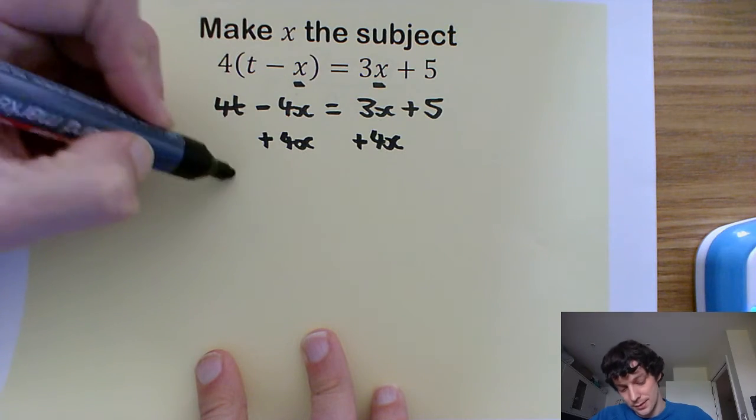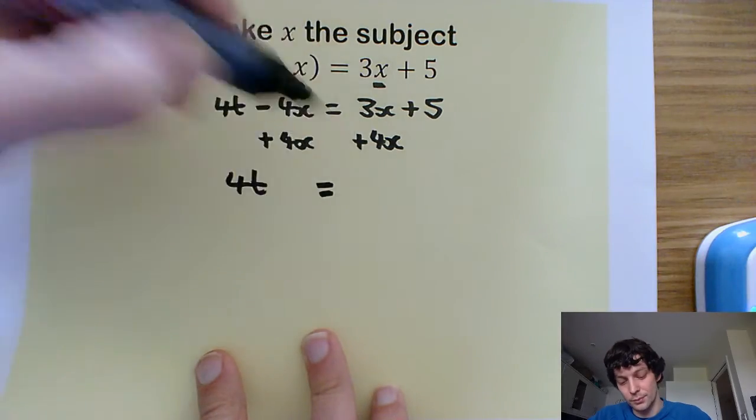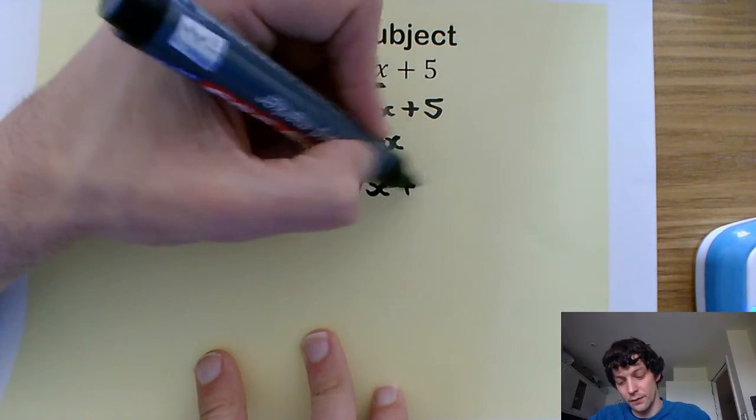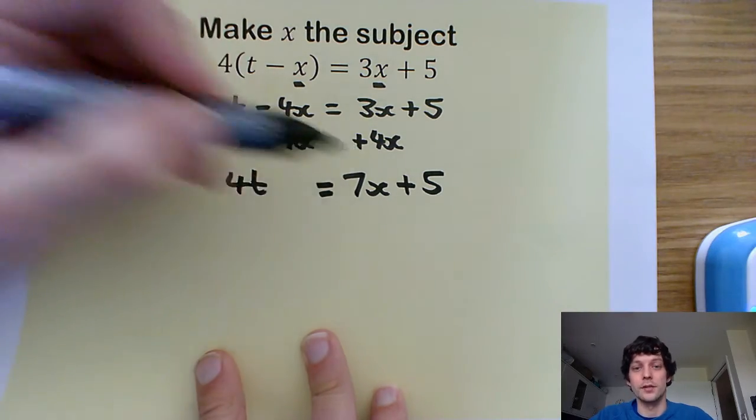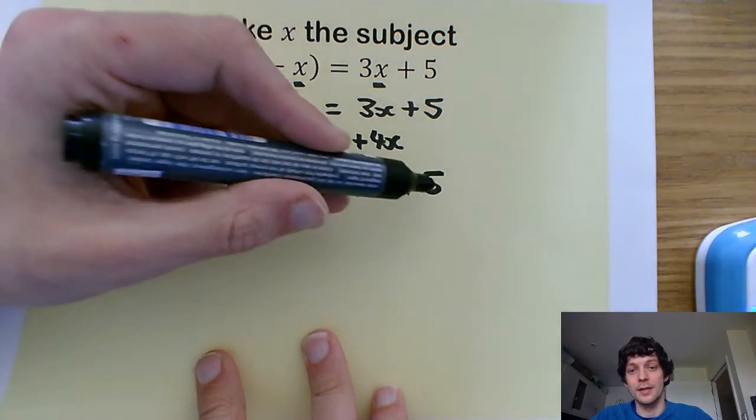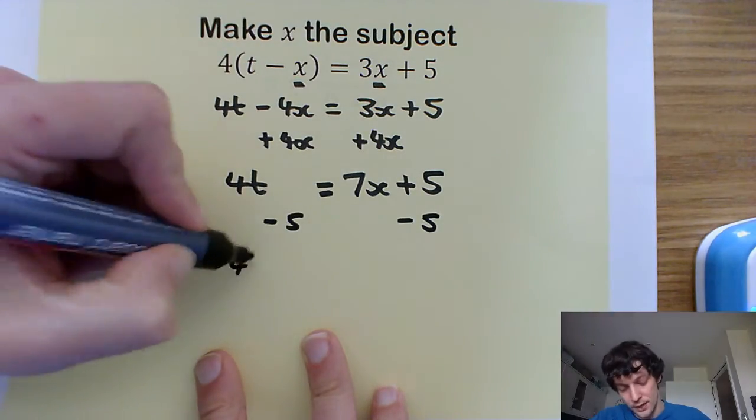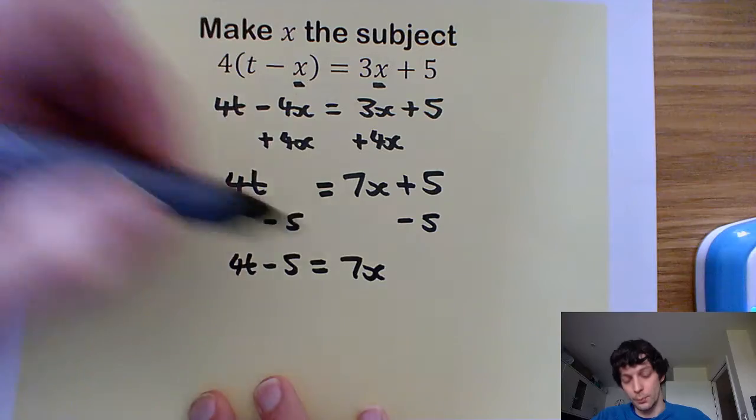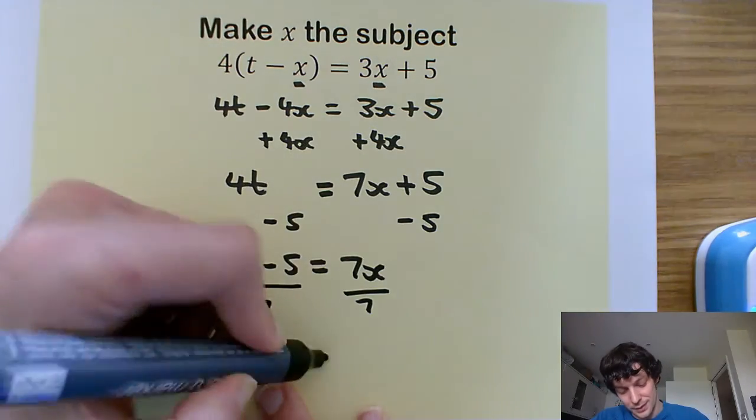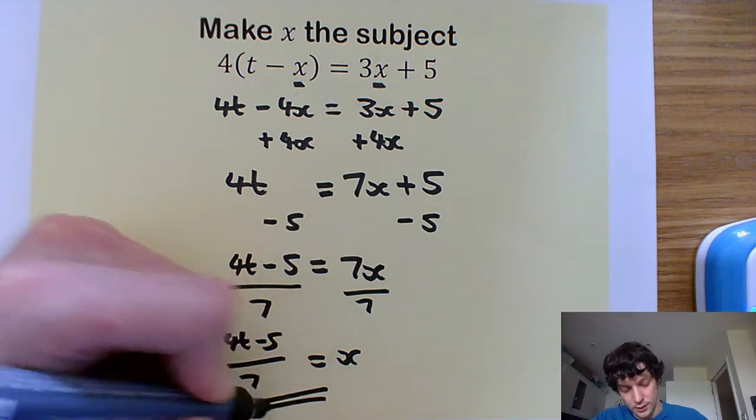So 40 is still here, minus 4x plus 4x gives me no lots of x. 3x plus 4x is 7x, and I've still got this plus 5. Okay, now this is like the first examples we looked at. This is quite straightforward. I want to get x on its own, so this x is being multiplied by 7, and then I'm adding 5. So I want to get rid of that 5, subtract 5 from both sides. 40 minus 5 is 7x. I want to undo the multiplication by 7, so we divide both sides by 7. We get x is 40 minus 5 over 7.